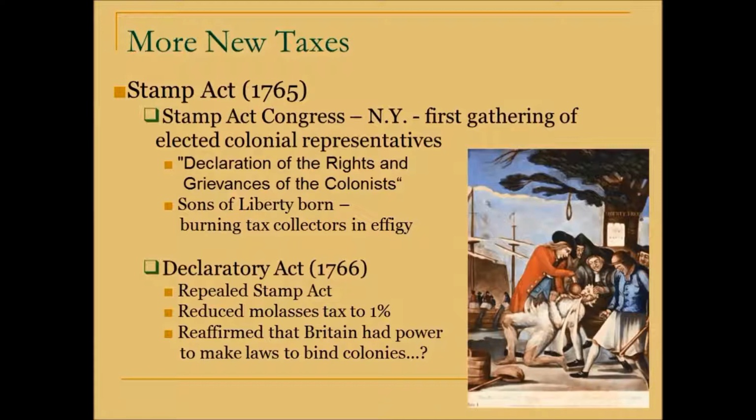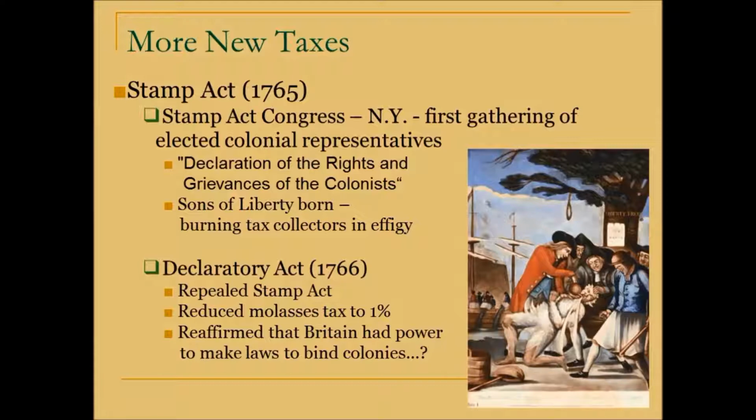So the colonists got together and they created something called the Stamp Act Congress. And this was to fight against the Stamp Act. So they got delegates from 9 colonies. Remember, when they tried to do the Albany Congress, they only got 7. Now they got 9. And they petitioned to repeal this Stamp Act, and they wrote something called the Declaration of Rights and Grievances of the Colonist.